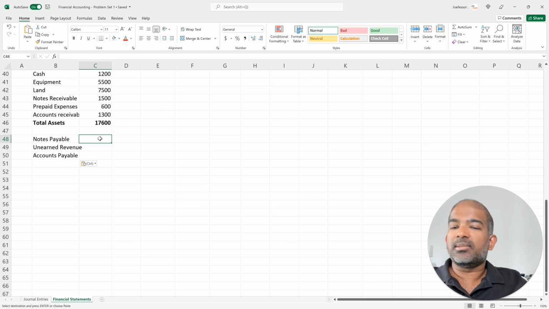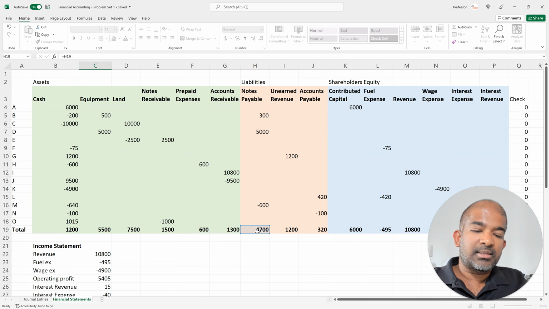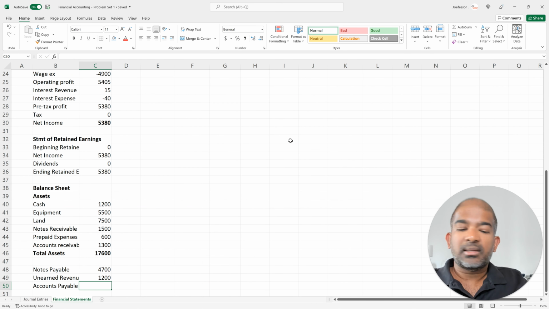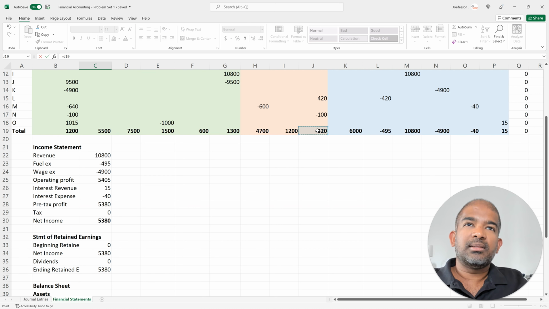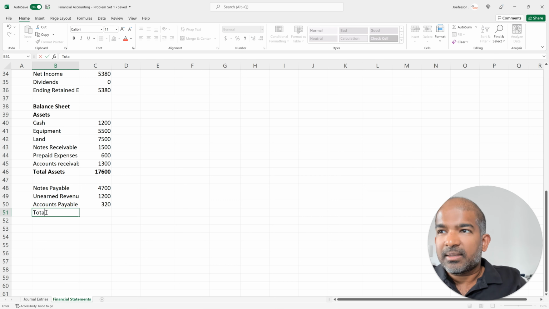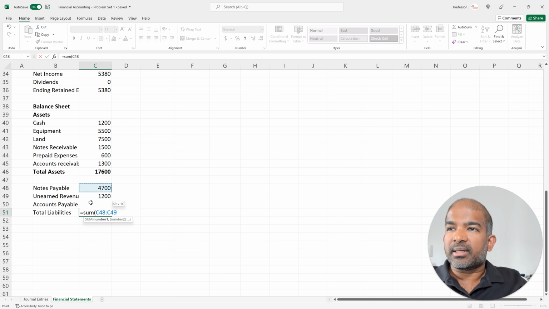Okay, there we go. So our notes payable is 4,700. Unearned revenue is 1,200. Accounts payable is 320. Okay, so total liabilities is the sum of these three accounts.